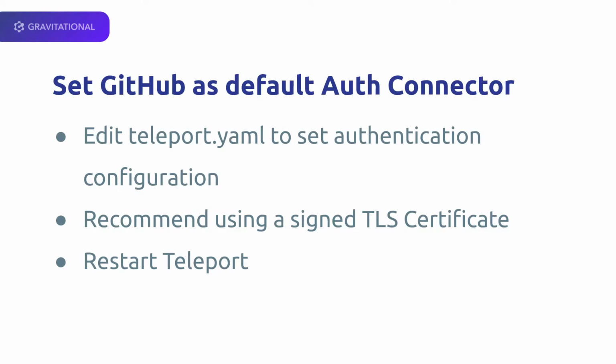Now that we have the GitHub Auth Connector configured, we can set GitHub as the default authentication. You simply edit the Teleport YAML to set the authentication configuration. You also want to make sure that you're using a signed SSL certificate so that GitHub can communicate back to the Teleport instance. Once that is done, you'll simply restart Teleport and GitHub is now your default authentication mechanism.